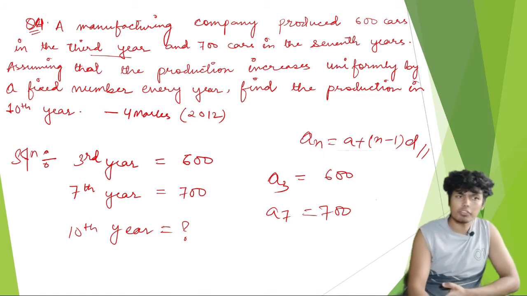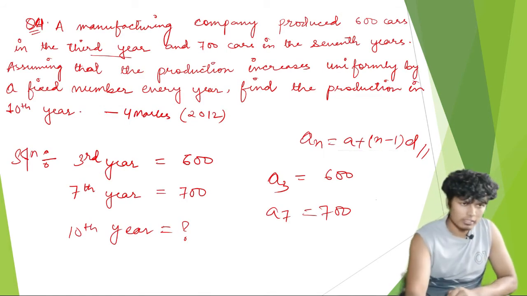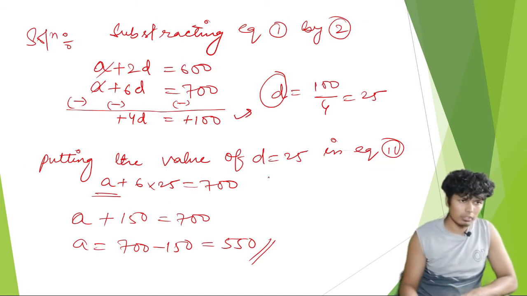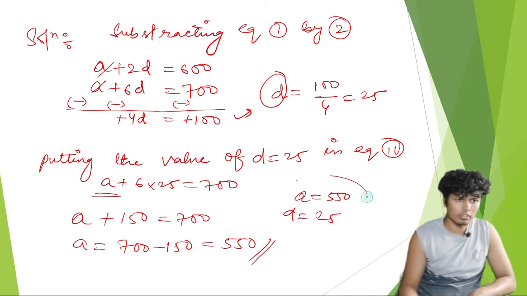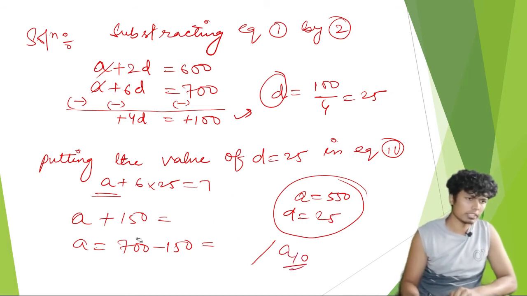What we need to find? We need to find the 10th term here, that is A10. So A is equal to 550, D is equal to 25. We need to find out the value of A10. So let us find out. Let me rough out all these things.